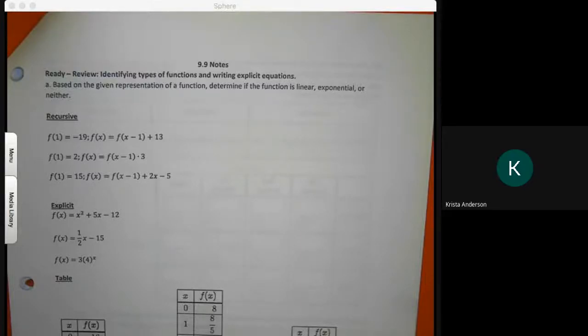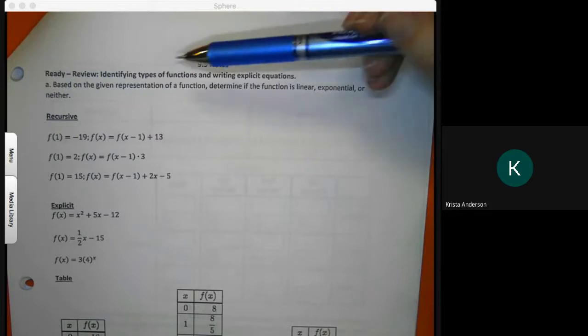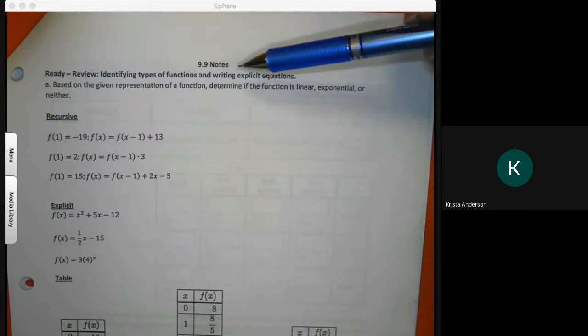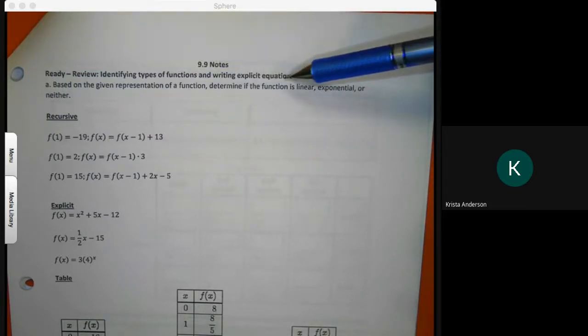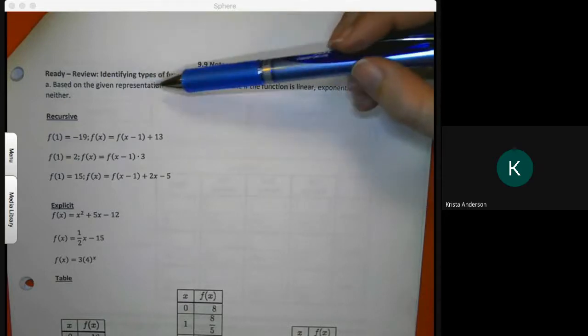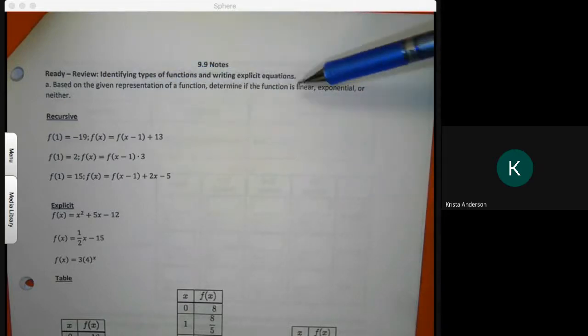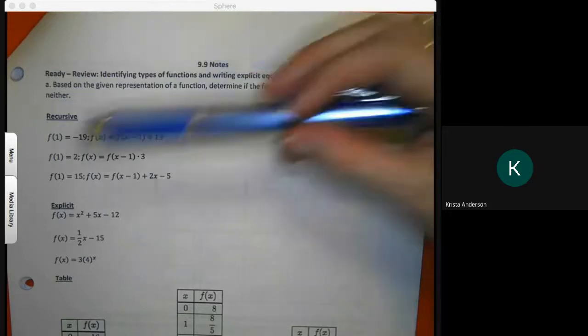For 9.9, our first thing to do is identify types of functions and write explicit equations. Based on the given representation of a function, determine if the function is linear, exponential, or neither.